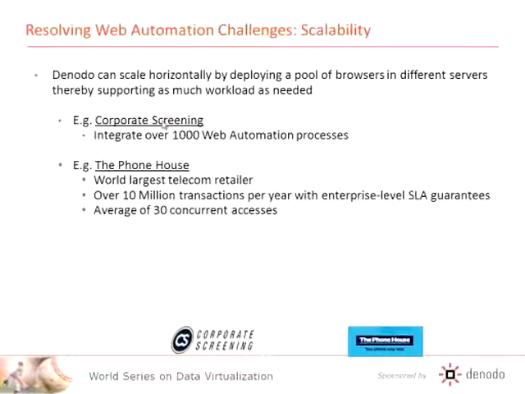Corporate Screening is a global provider of pre-employment screening and background investigations. In this company, Denodo integrates over 1,000 different workflows using web automation. The Phone House, which is the world's largest telecom retailer, supports over 10 million transactions per year with enterprise-level SLA guarantees using web automation. So these are some examples that demonstrate that the Denodo web automation solution can support as much workload as is needed and is definitely scalable enterprise-wide.